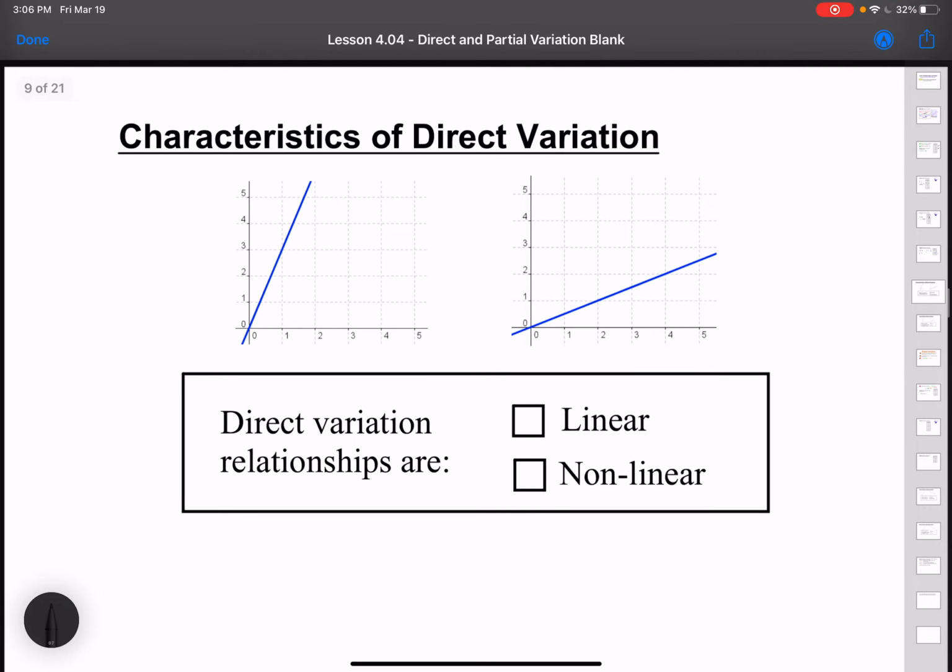All right, so what are some characteristics of direct variation? You can definitely get this written down as a point in your notes. So first of all, direct variation relationships are definitely linear. So that is the first thing. And you can see those are two graphs of direct variation. You can see they both create lines.